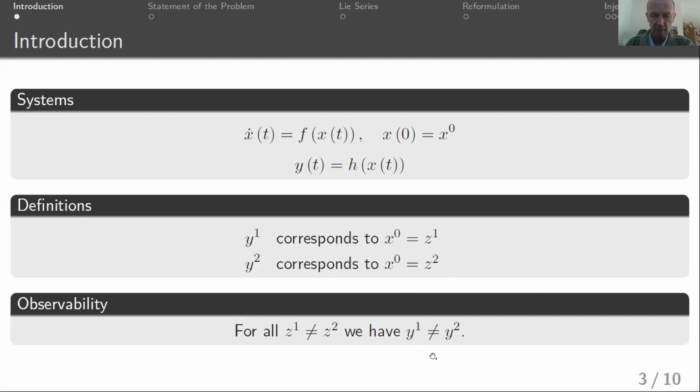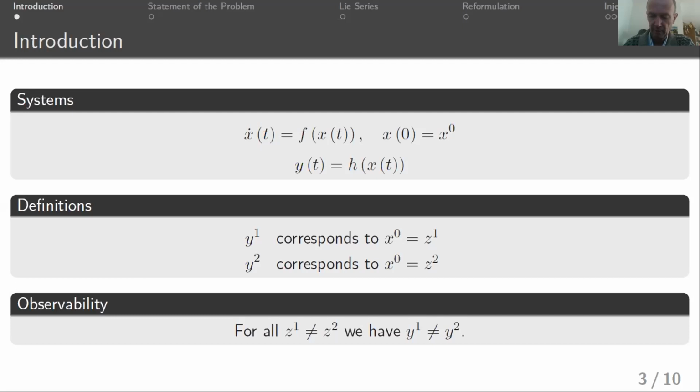And what are the problems with this definition of observability? First of all, we have to check all different pairs, Z1 and Z2, and then we have to check the output of such a nonlinear system for equality, two outputs for equality. And as you all know, even when you simulate this, you have simulation errors. That means it's, in general, not possible to compute Y exactly. So this comparison is on the time basis very, very difficult. And therefore, we need some extra thoughts to obtain a checkable condition.